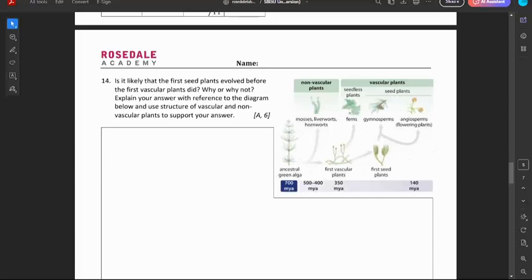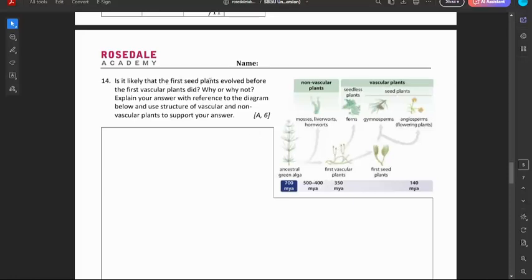What does MIA stand for? Let's search it up. Million years ago, yeah. Okay, 140 million. Wait, did they just tell us the answer? Wait a minute. So 350 million years ago, that was the first vascular plant.